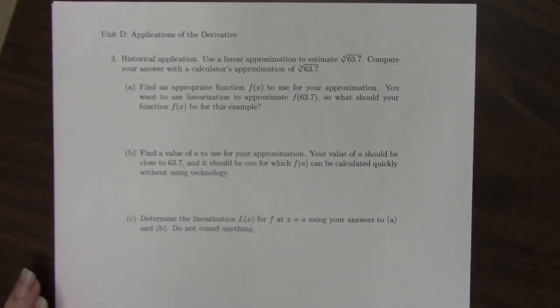Problem 3 is a historical application. It says use linear approximation to estimate the cube root of 63.7. Compare your answer to a calculator approximation of the cube root of 63.7.